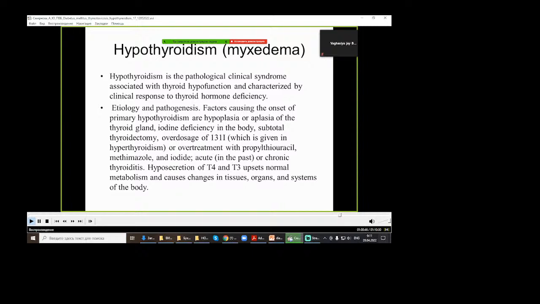Etiology and pathogenesis. Factors causing the onset of primary hypothyroidism are hypoplasia or aplasia of the thyroid gland, iodine deficiency in the body, subtotal thyroidectomy, overdosage of iodine, which is given in hyperthyroidism, or overtreatment with propylthiouracil, metamizole, and some other drugs. Hyposecretion of triiodothyronine and thyroxine upsets normal metabolism and causes changes in tissues, organs, and systems of the body.